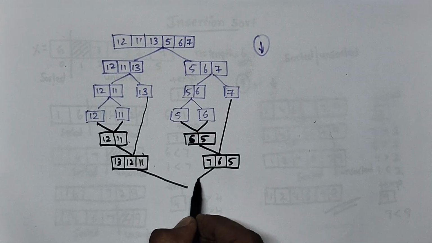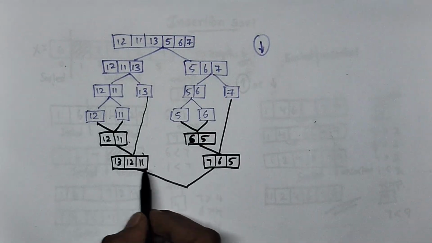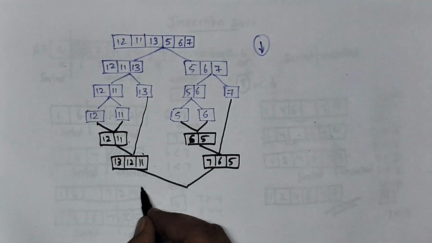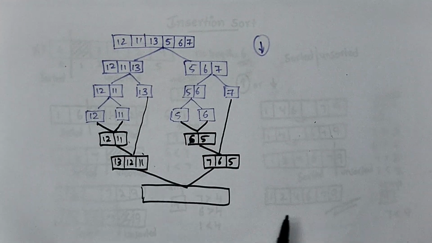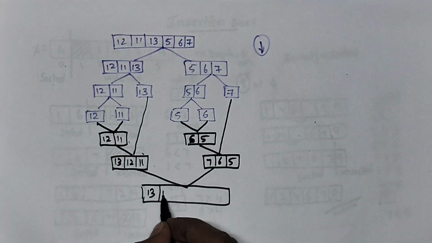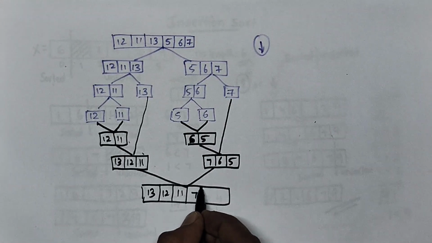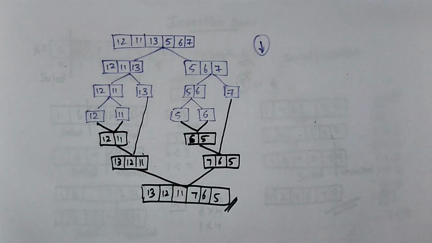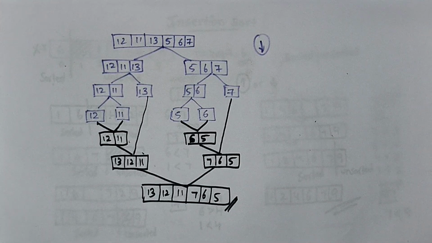Here both these lists of elements belong to the same parent. So what I will be doing? I will be merging them in the decreasing order. First 13, 12, 11, 7, 6, 5. So this completes the problem of the decreasing order merge sorting.